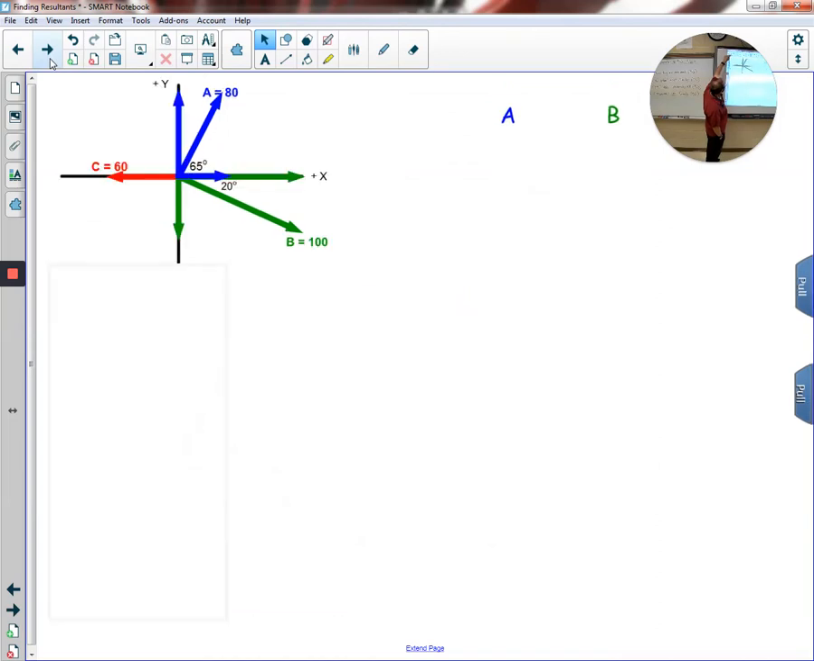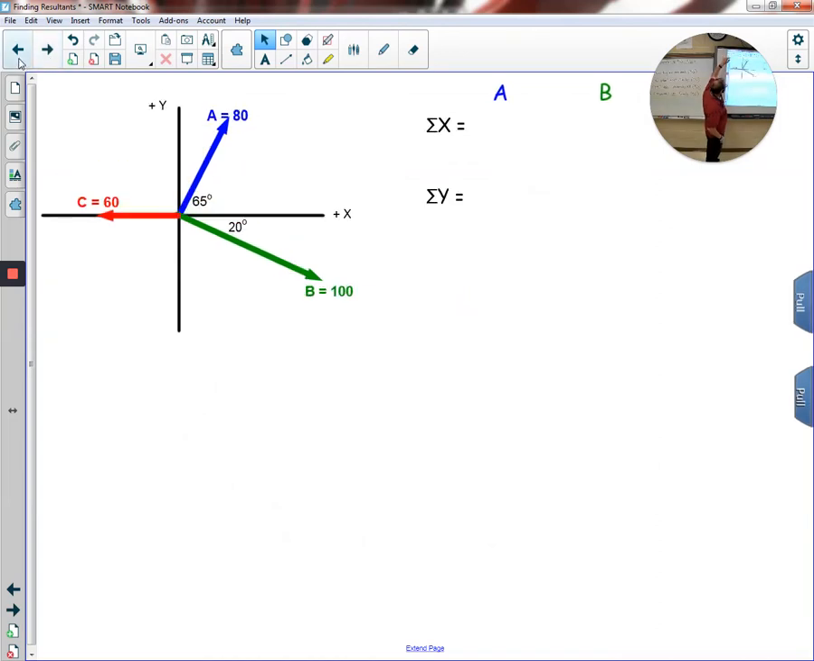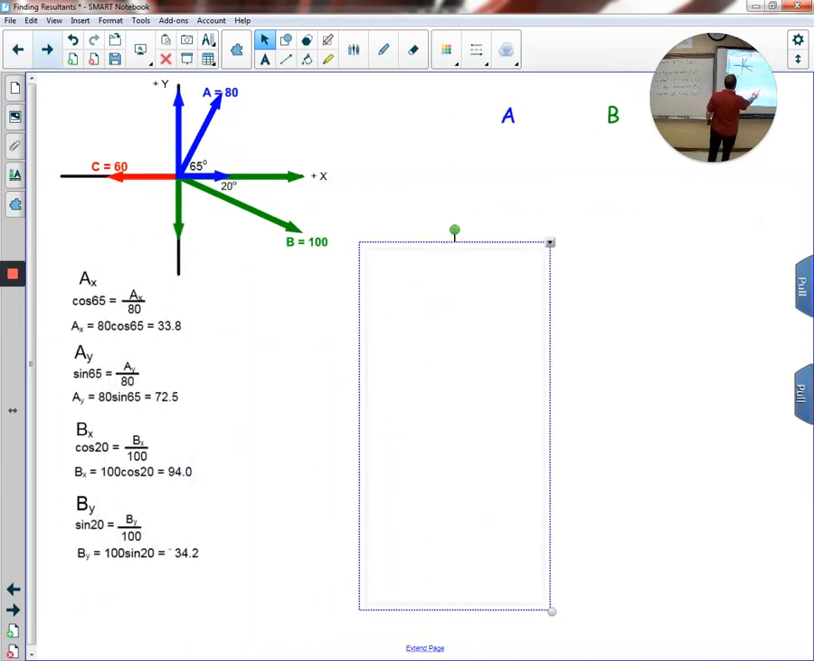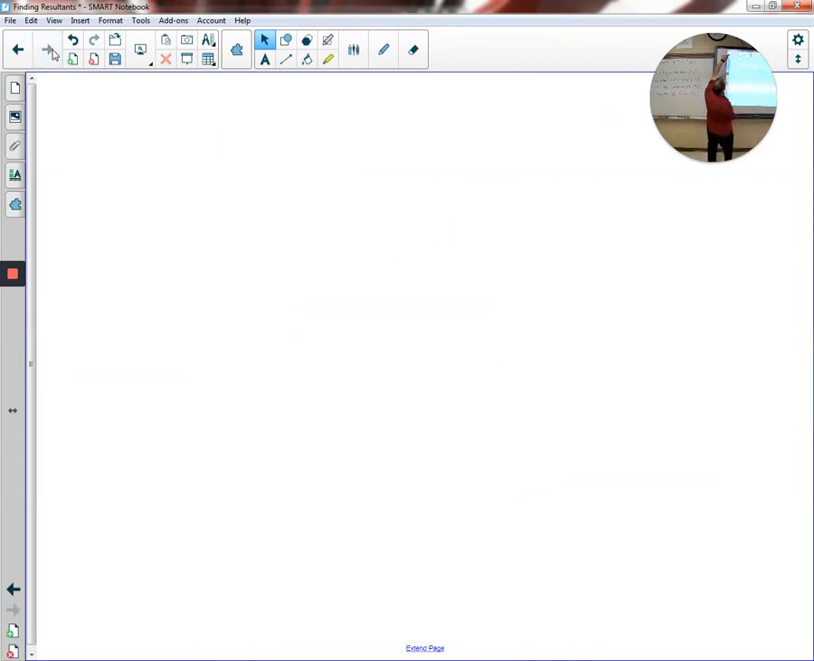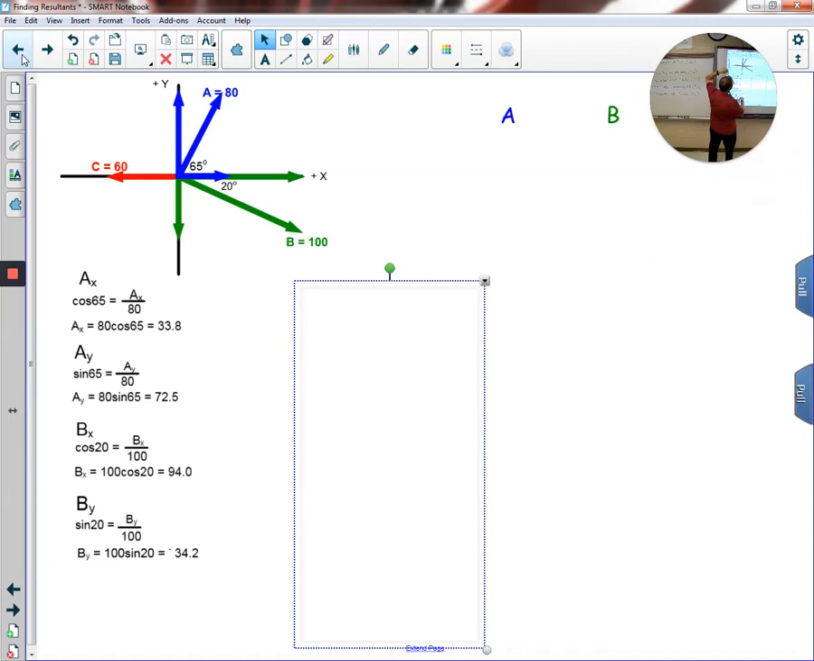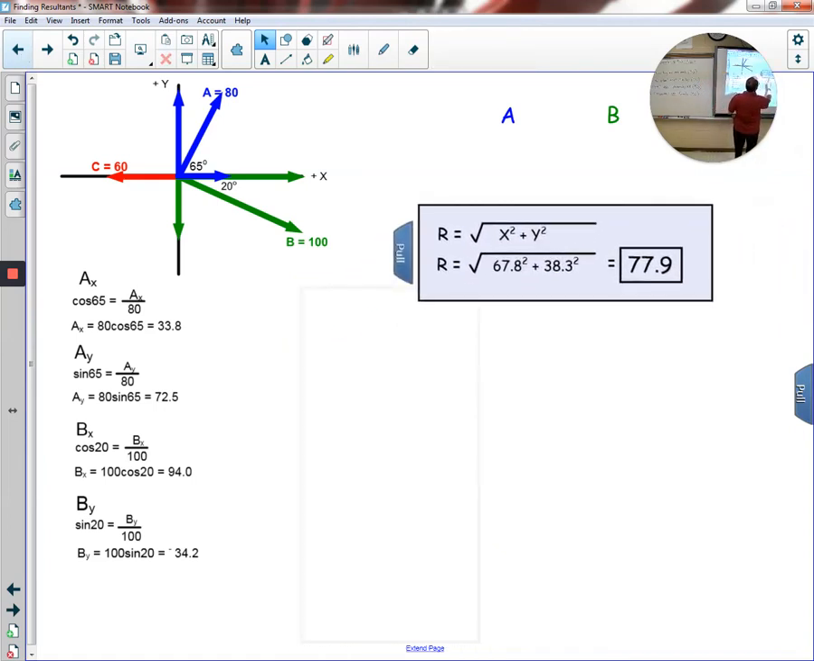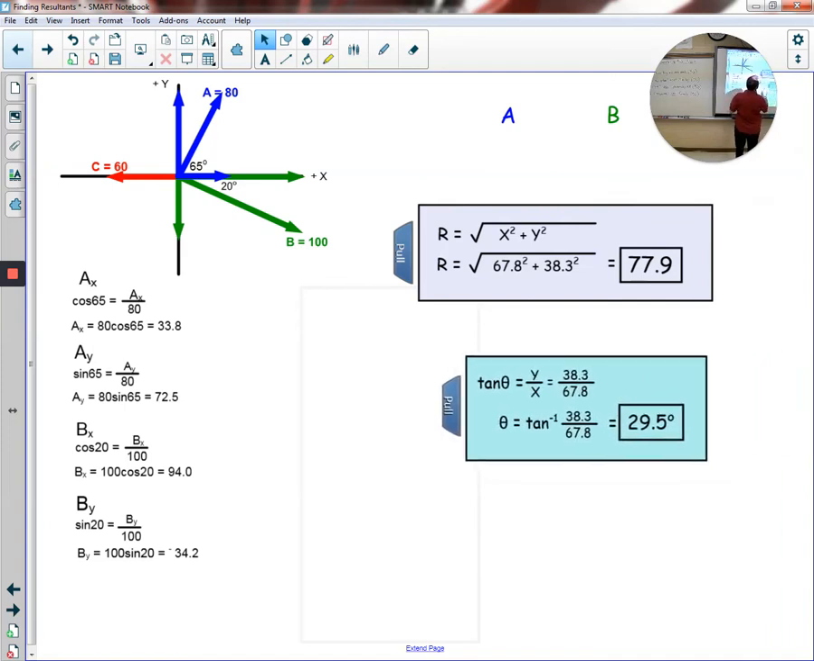Does that mean they used the big ones? No. Anyway, they're doing all the mapping there. Where's my final answer? Okay, 77.9 for their resultant.